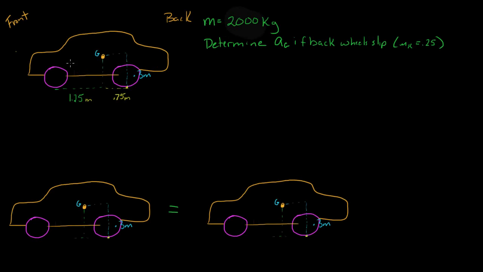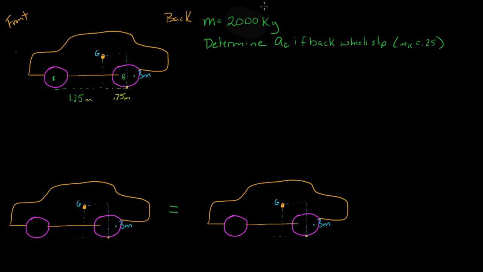Okay, in this problem we have this car right here that's accelerating, and we are told that it has a center of mass at this point G. And G is 1.25 meters from the front wheel. This is the front wheel. And 0.75 meters from the back wheel. And it's also 0.3 meters off the ground. So we're asked to determine what this acceleration is if the back wheel slips.